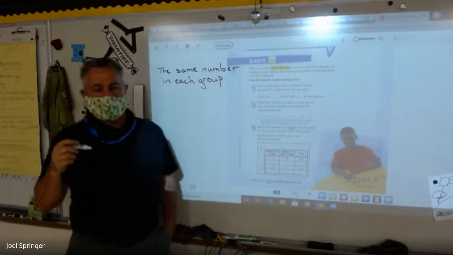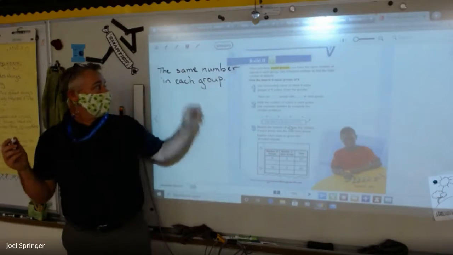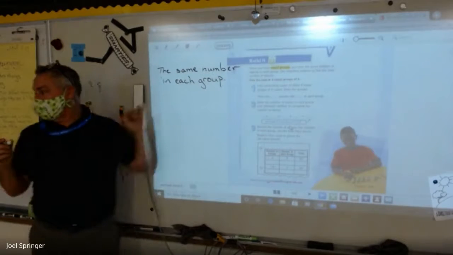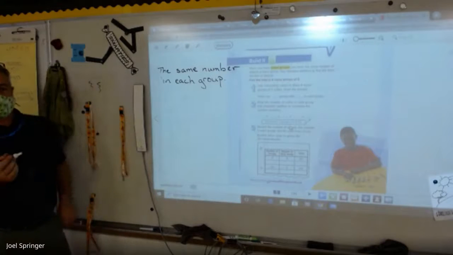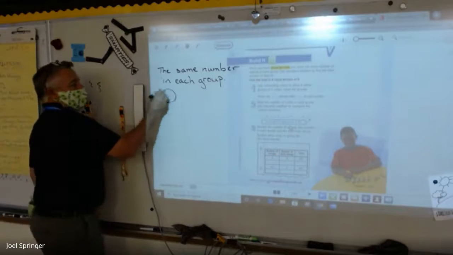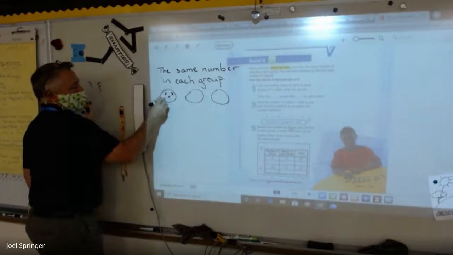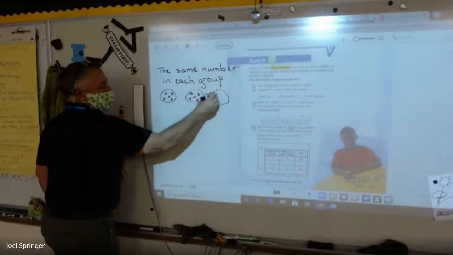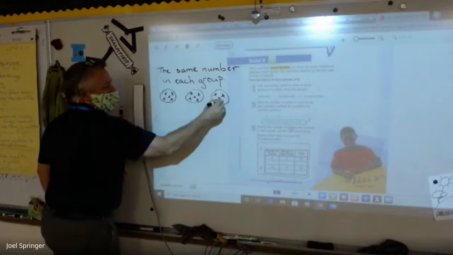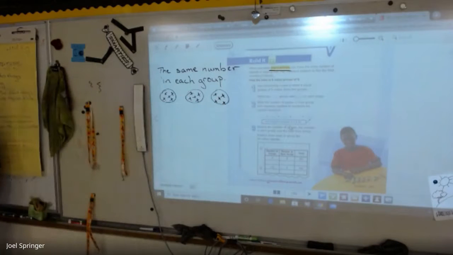So Declan, in your math dictionary, find equal groups. Underneath it, write the same number in each group. Then make a picture of equal groups. So like I'm gonna have 3 groups. I'm gonna put 5 things in each of my groups. What's it again? Equal groups.